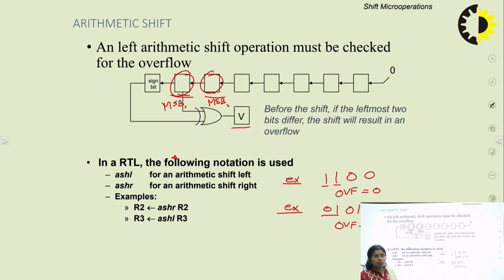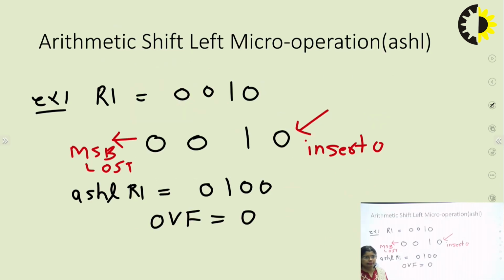Means if the first 2 bits, or you can say the first MSB and the second MSB, differ, then it may be possible there is an overflow. And the overflow bit can be written as OVF, that is, the overflow bit is a 0 or a 1. Notations can be written just the same, as we write CIL R1 and CIR R1. For the R2 register, you can write it as ASHR R2, and for R3, ASHL R3.